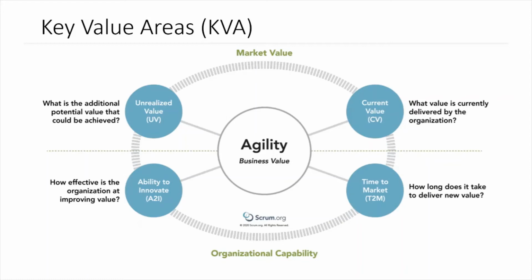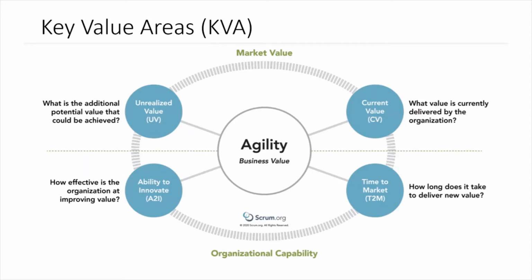After that, we have some organizational key value areas, like time to market. How long does it take to deliver new value? This is basically all about how fast we deliver, about our release management and so on. And the last KVA is the ability to innovate. How effective are we at improving value?